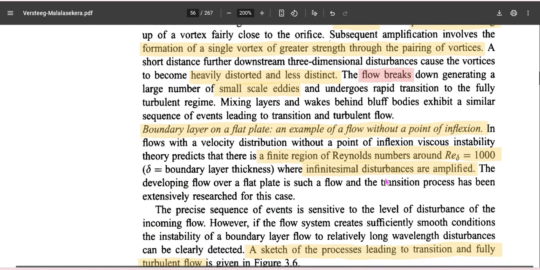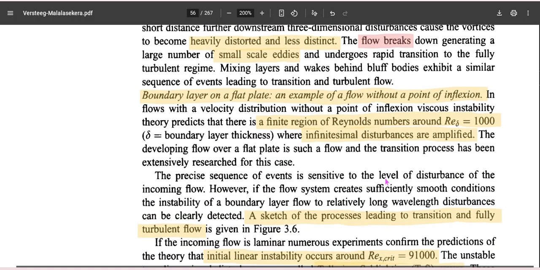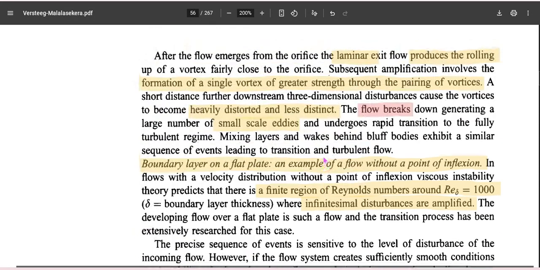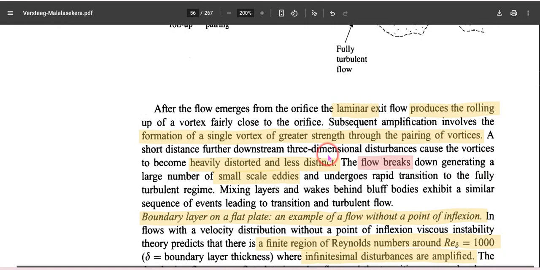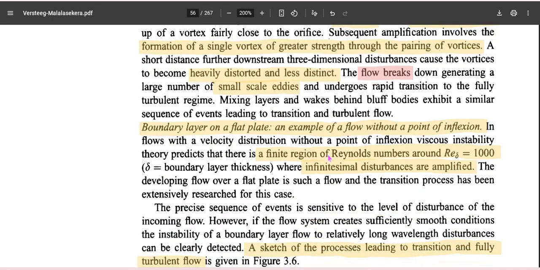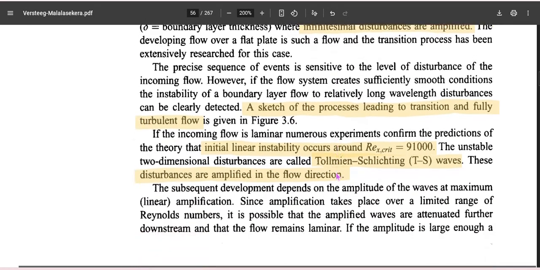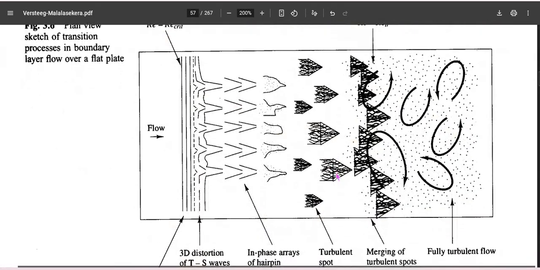Then the second example is the boundary layer on a flat plate. This also belongs to a flow without a point of inflection, and it occurs at a finite Reynolds number. In the previous one it happens at a Reynolds number of 10. Here the Reynolds number is around 100, where infinitesimal disturbances get amplified.